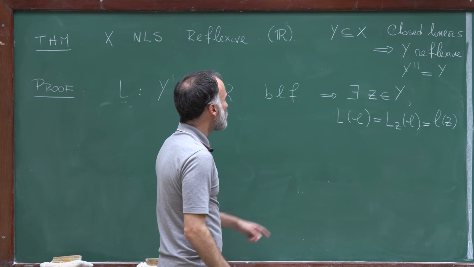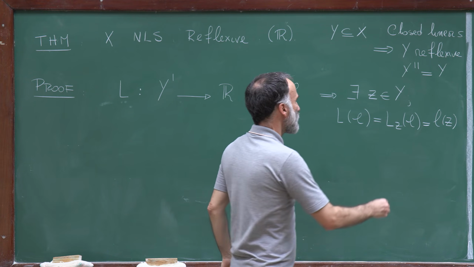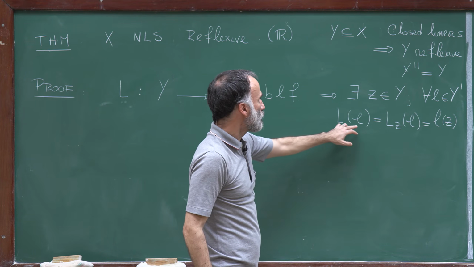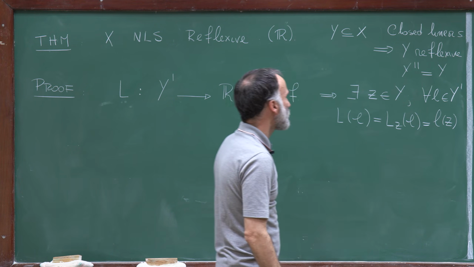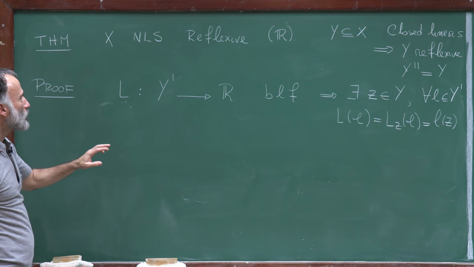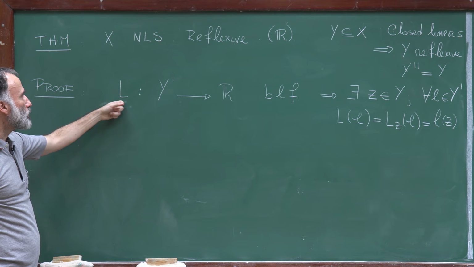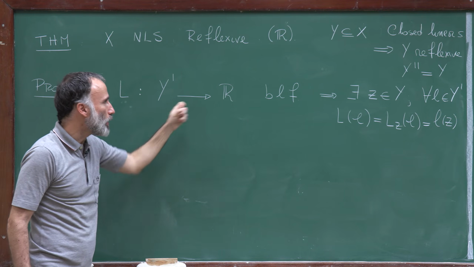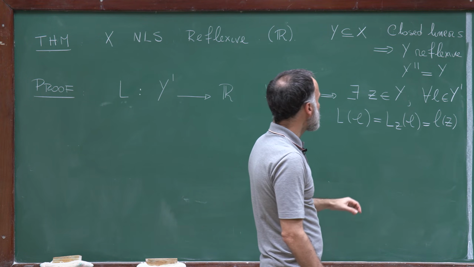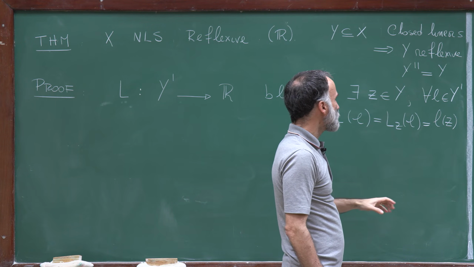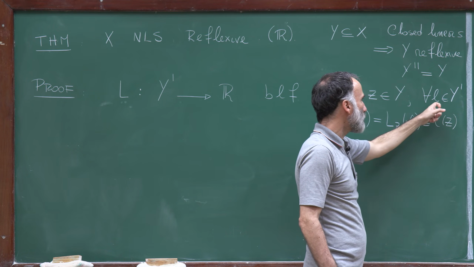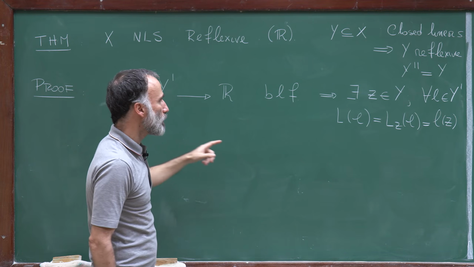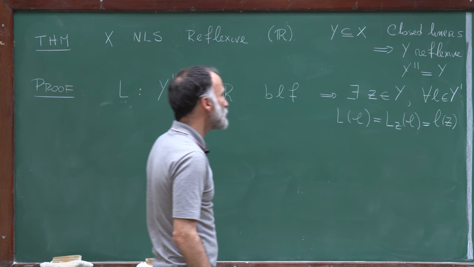of l, for all l. So I need to find a z such that for all l in Y prime, I have that capital L of l is actually equal to l of z. So let me say again, what I need to prove is that you fix an element of Y double prime, which means a bounded linear functional from Y prime to R. And what I need to show is that I can find an element of Y such that whatever element of Y prime, which means whatever bounded linear functional defined on Y, capital L of l is equal to l of z. This is what we need to prove.